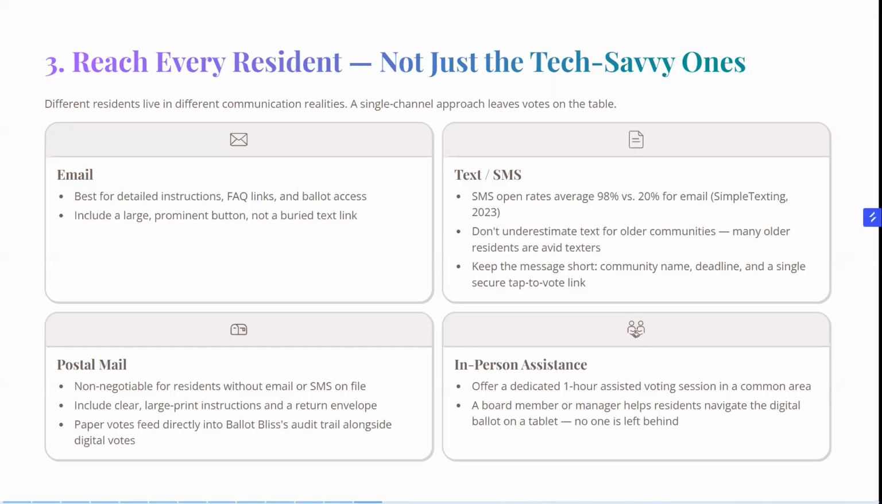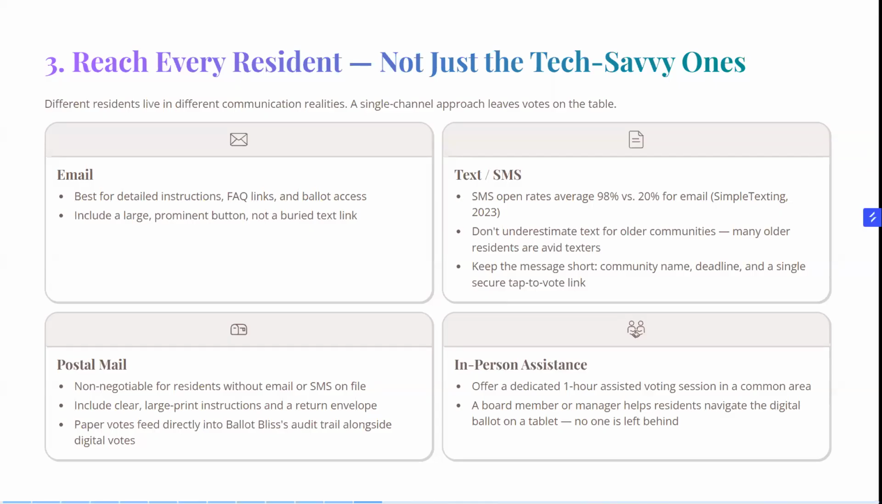And postal mail is essential for residents who do not have an email or phone number on file. Make sure the letter has large print, clear instructions, and a return envelope already addressed. There should be no guessing required on their end. And a paper ballot submitted by mail goes directly into the same Ballot Bliss system as the digital votes. That way the audit trail is unified. There should be no separate paper pile to reconcile later.